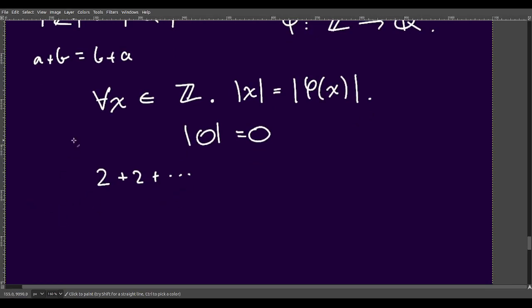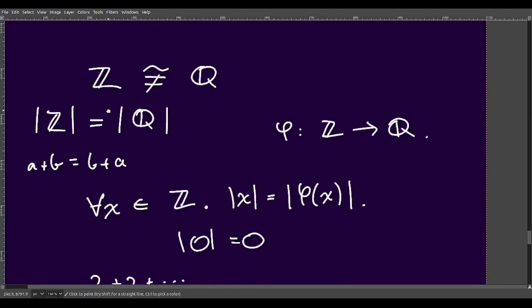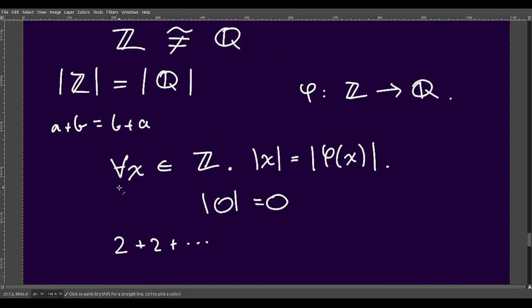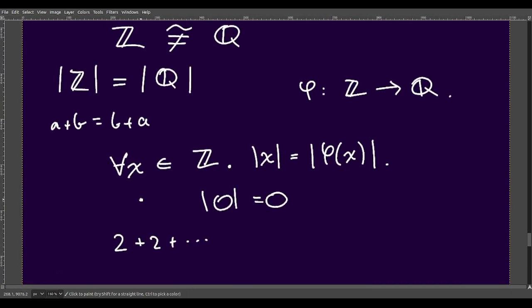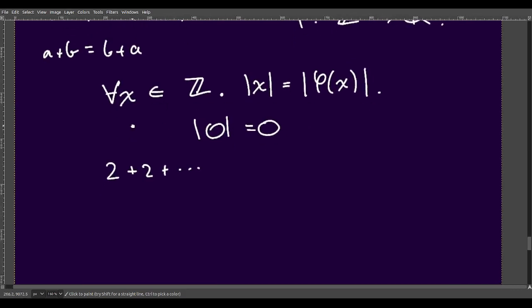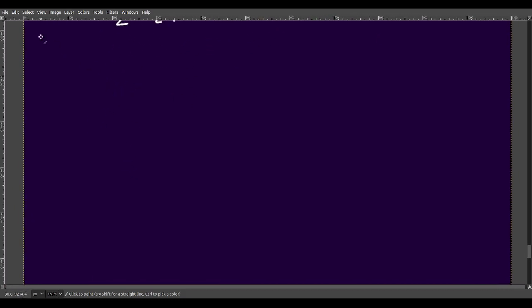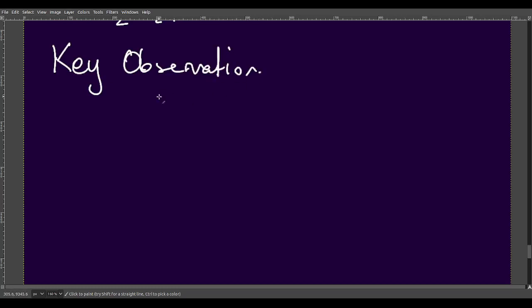Okay, we're kind of stuck. The basic tests have all failed to prove that the integers and rational numbers are not isomorphic. But not to worry, there is another test. In fact, the motivation for this test comes from a key observation, and this key observation will underpin the reason why the integers and the rationals are not isomorphic.